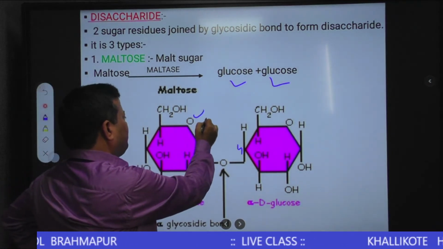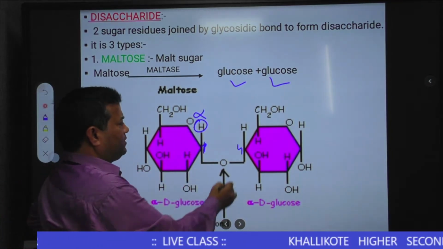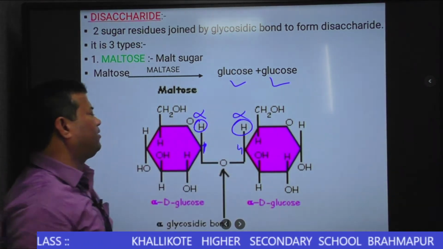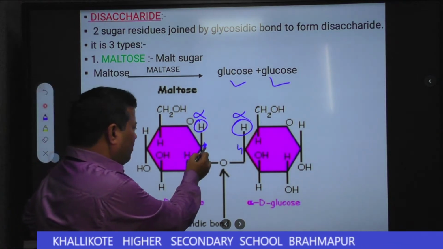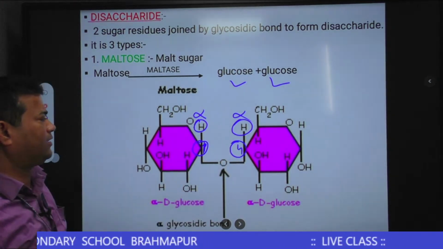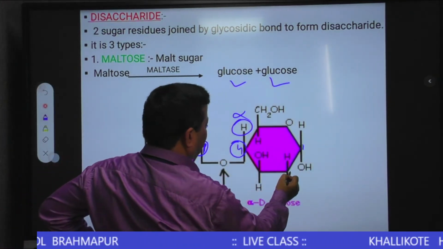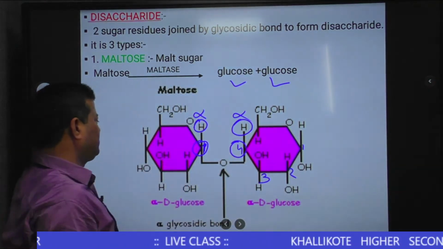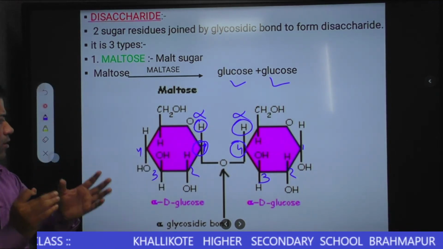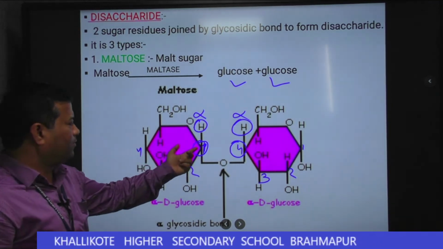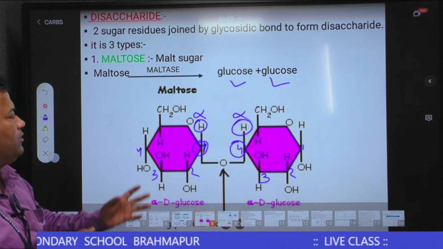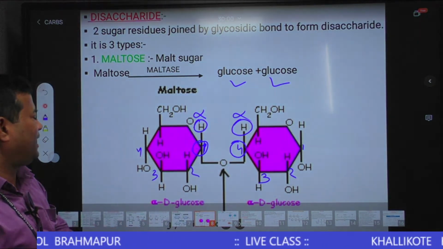This is alpha form because H is located at the above position. Here H is located at the above position. This is also the alpha form of glucose. But the bond is formed between the first position of the carbon atom and the fourth position of the carbon atom. Here the first position of carbon, second, third and fourth position. But here the glycosidic bond is formed between the first position of the carbon atom and the fourth position of the carbon atom between two sugars, that is alpha glucose sugar.